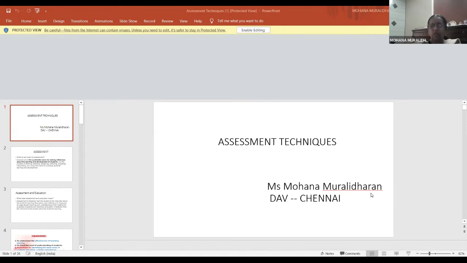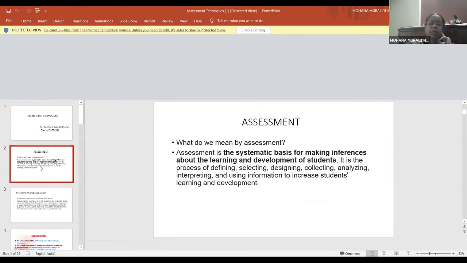Our aim is just to see to it that the amount of input that you have to convey to them is conveyed in the right sense, and that it is also taken by them in the right way, and it is going to be really a useful session. That is the purpose of this assessment. So what do you mean by an assessment? It is nothing but a systematic basis for making some inferences about the learning and development of students.